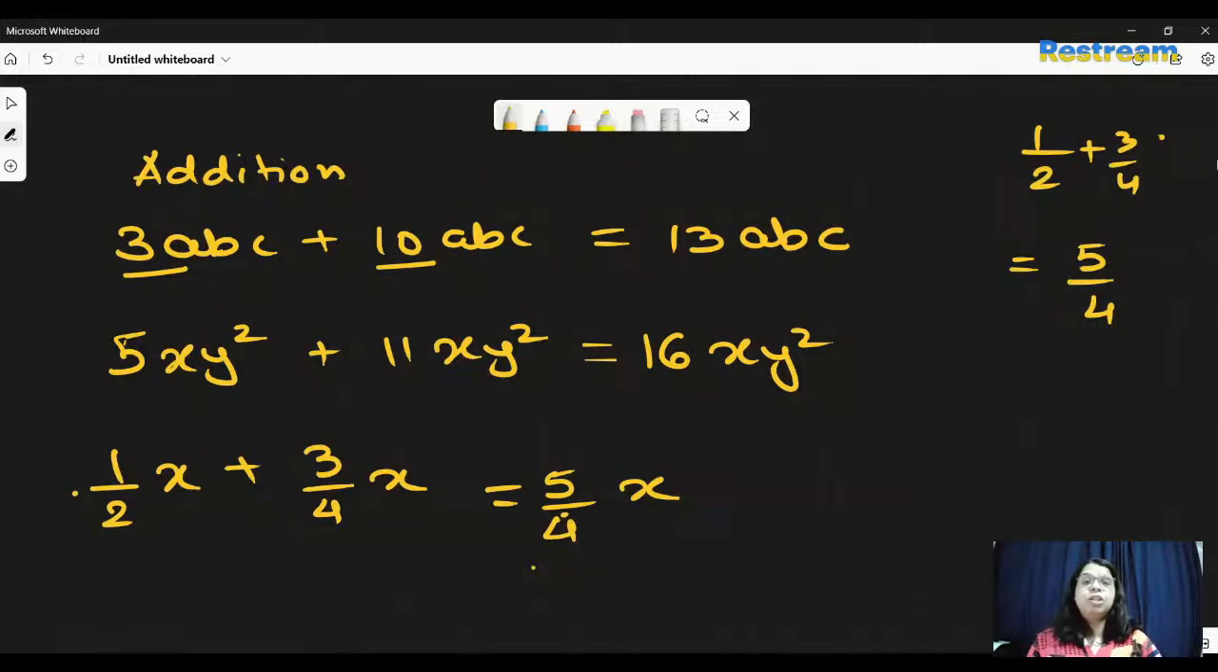Grade 7 is the year in which we are going to get our basics very, very strong, so that whenever we go to the future years, the foundation is strong and we can build on top of that.